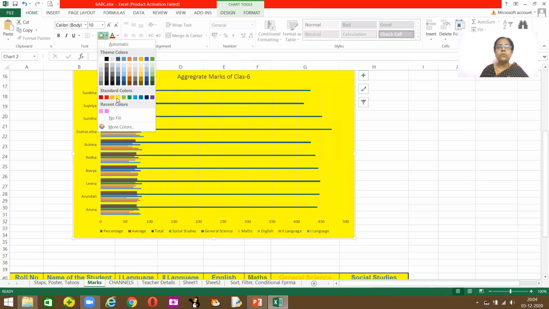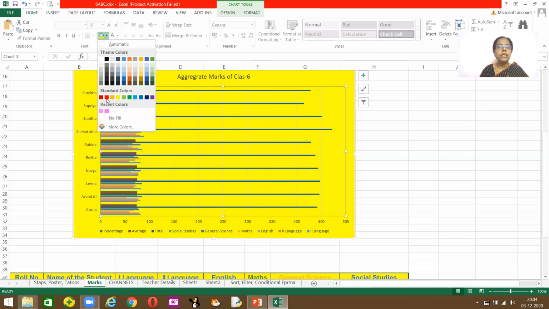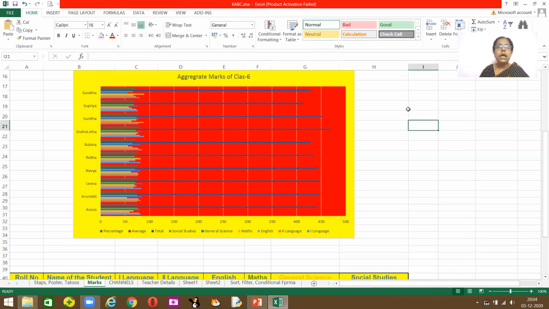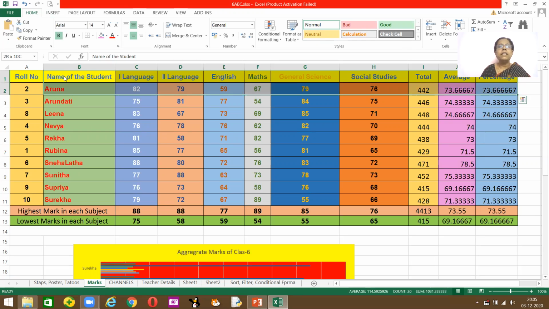Okay, say I want yellow. So the yellow background comes. I want the internal part as something else. You can select the internal part with another color. Okay, this is how you do. I hope you understood. And then if you want to take one student's marks, just select the name of the student, this first part, and the second, and then again you go to insert and put a chart.